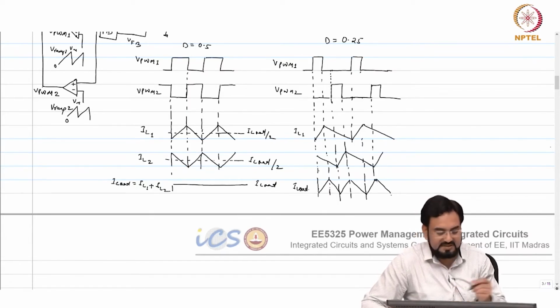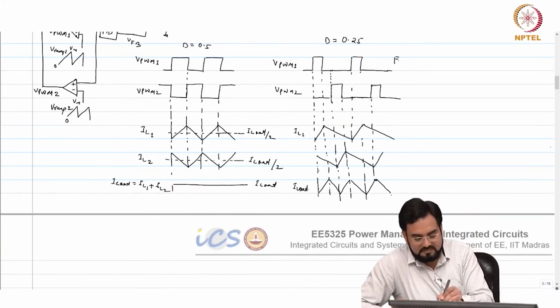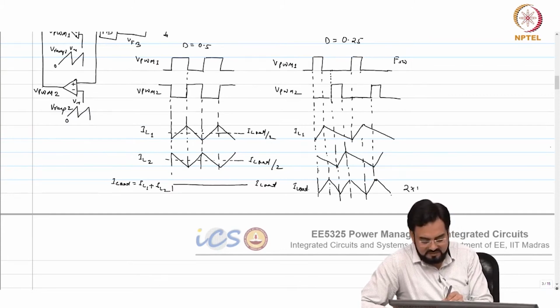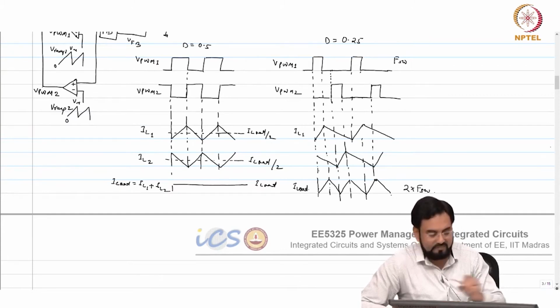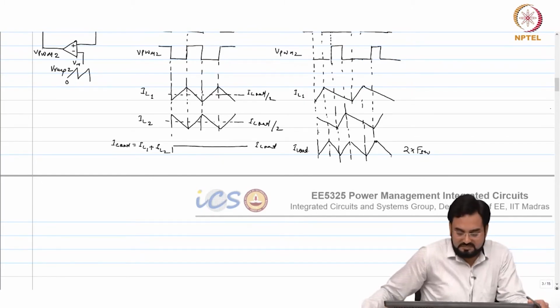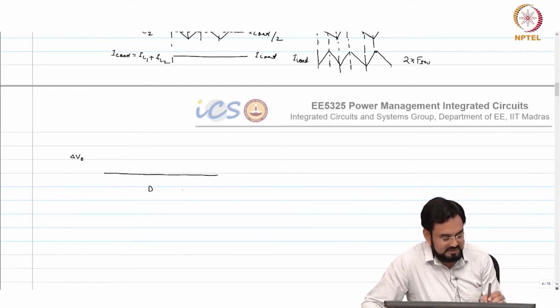so it will look like a 50% duty cycle, but what is the frequency here? What is the frequency? Twice, 2 times FSW. And when you increase the frequency, you know what happens? The ripple will reduce. So your profile will look like this. If I call it delta V out, and this is your D, duty cycle.